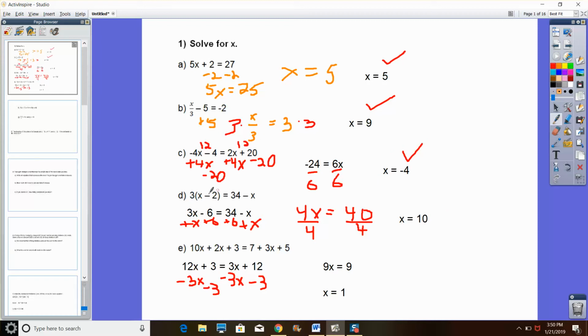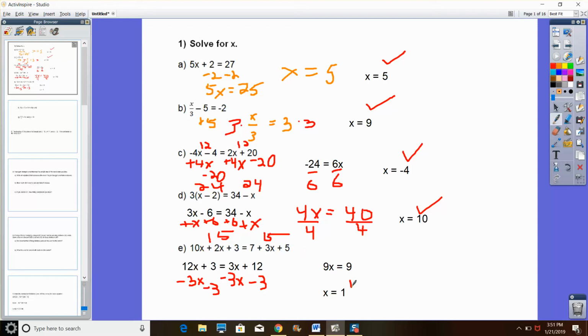With x equaling 10 here, we're going to do 3 times 10 minus 2, which is 8 times 3 is 24. And then we have 34 minus 10, which is also 24. So once again, we get a true statement. And the last one here with x equaling 1, that means we'd have 10 plus 2 plus 3, which is 15. Sorry, 7 plus 3 plus 5, that also equals 15.